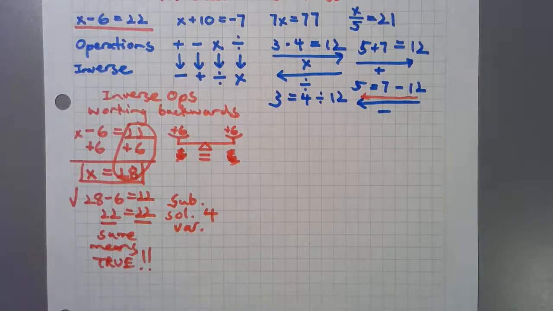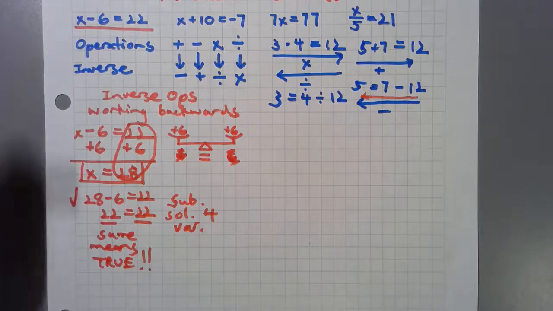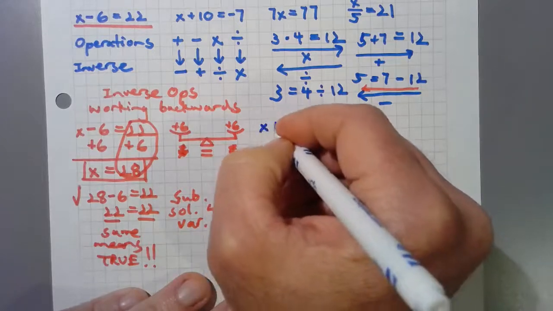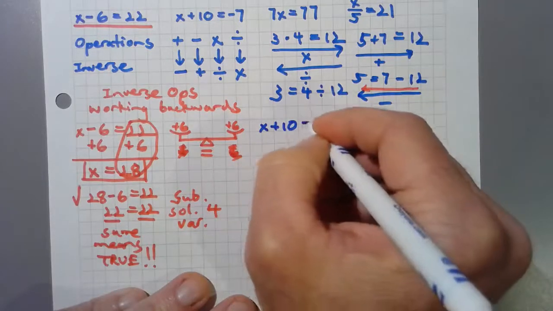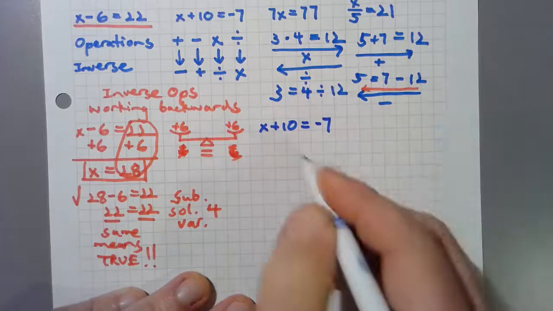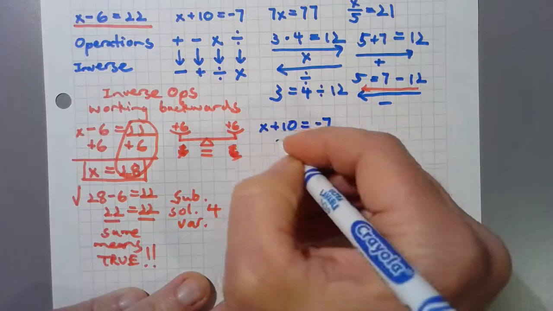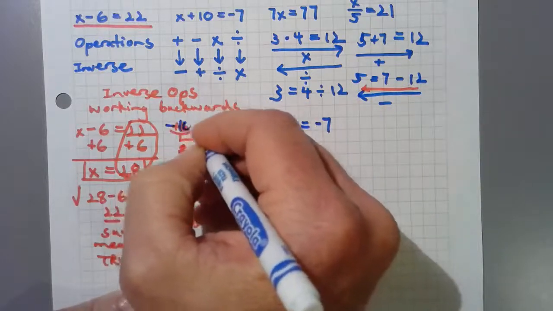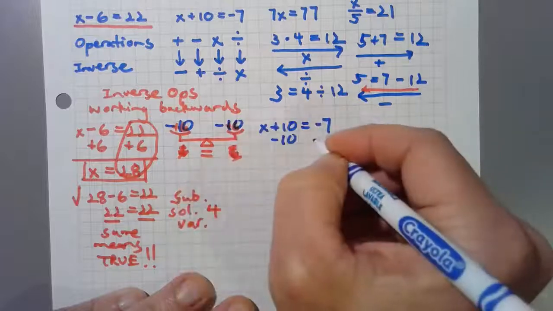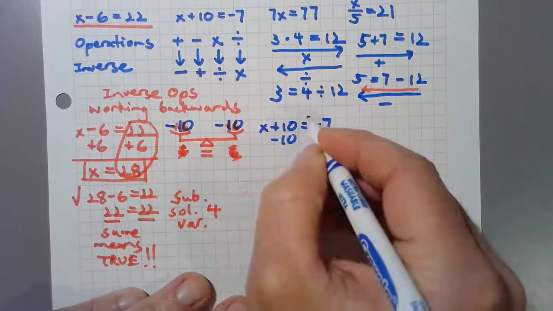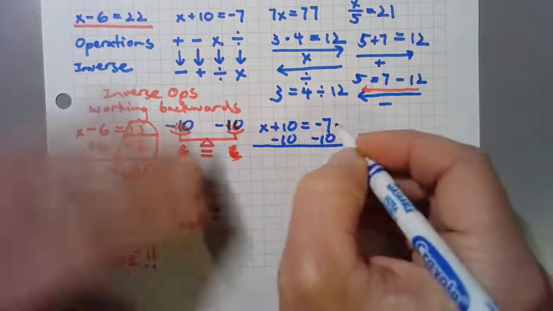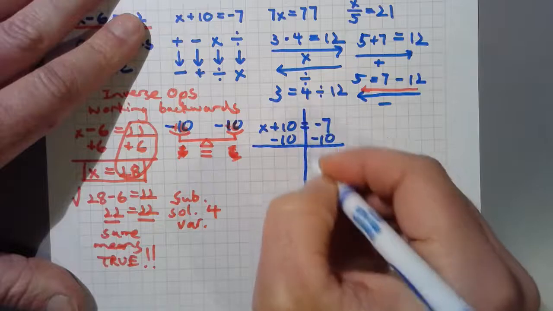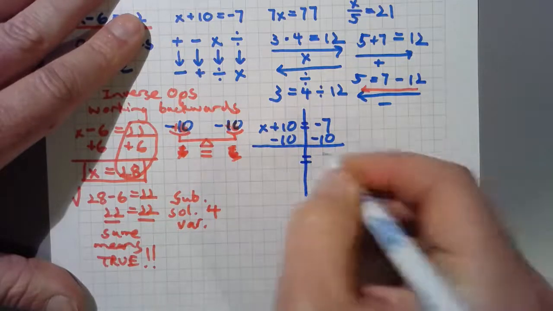Sorry it took me a minute to get it all up on the screen there. Let's do the next one without all the visuals here. X, some unknown number, plus 10 equals negative 7. Well, since we're adding, we're going to subtract 10 from both sides. Remember the scale. If I take the same stuff away from both sides, it stays an equation. Sometimes people like to draw a line down here to keep stuff organized, but remember to bring that equal sign down.